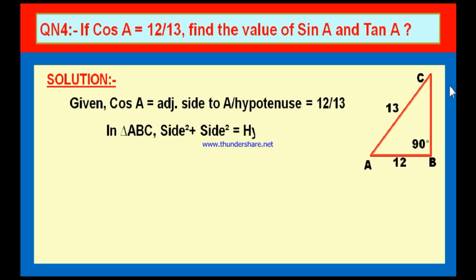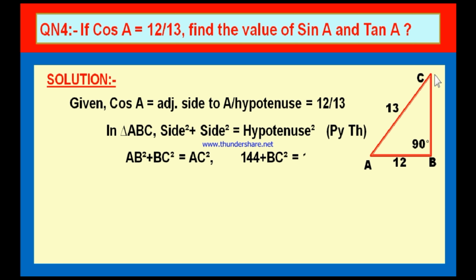Then from this triangle ABC, we know from Pythagoras theorem that side square plus side square is equal to hypotenuse square. If AB square, one side square, plus second side square, BC square, is equal to hypotenuse square, AC square. Now substitute the values. AB value is 12. AB square is 12 square, 144, plus BC square is equal to AC square, which means 13 square is 169.